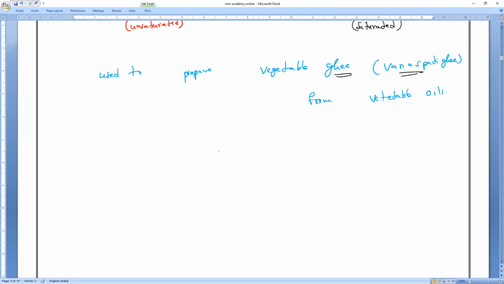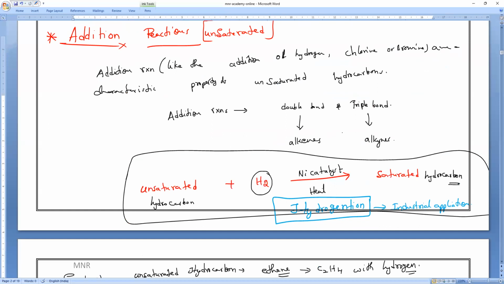Here they will use a catalyst also. Note it, everybody, in the hydrogenation process. What is the catalyst they will use? In the presence of nickel, or they will even use palladium. So nickel or palladium is the catalyst for that. Note it, everybody. But in class 10th, what is the catalyst we are using in these addition reactions? Nickel.